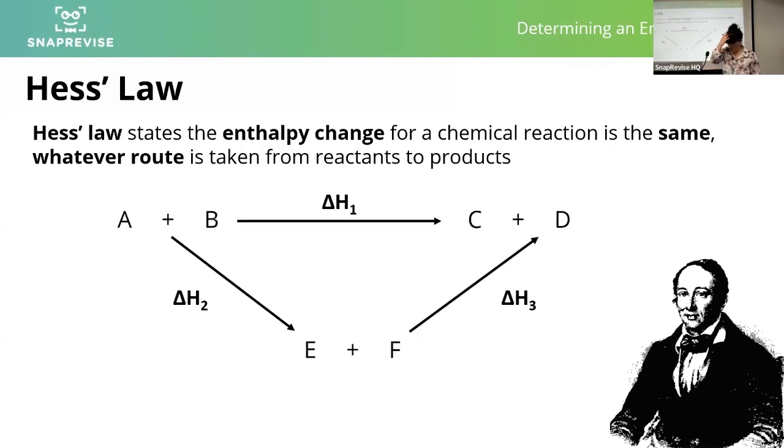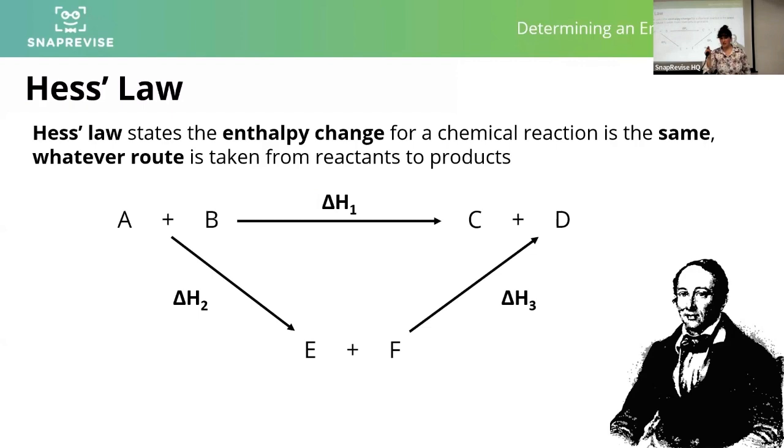Okay, so for example, if we're going to have a look at what they called a Hess cycle here, we've started with A and B. The enthalpy change to get from A and B to C and D is delta H1. So it's the enthalpy change number 1 to get from A and B to C and D.